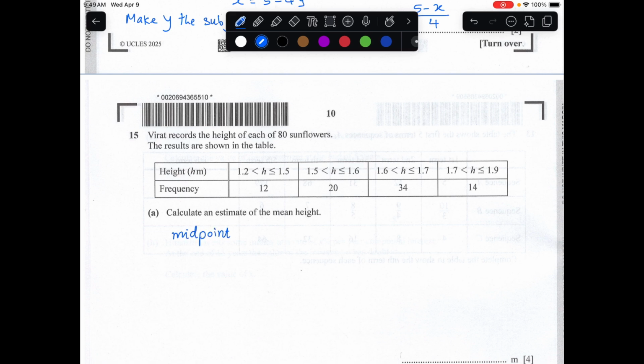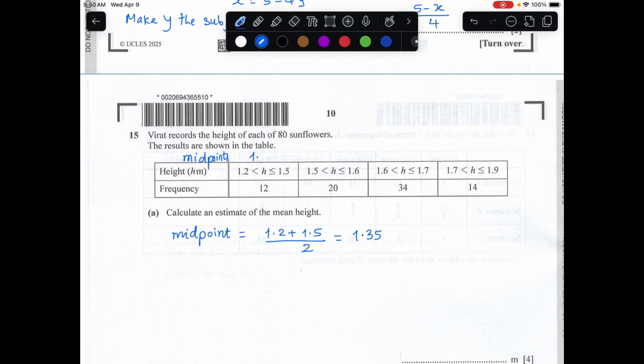I'm going to show one calculation in detail so that you can refresh your memory. You add the two ends and divide it by 2, right? So that gives me 1.2 plus 1.5 divided by 2 gives me 1.35. Likewise, I'm going to calculate each of the midpoints. So I'm just going to write it on top here.